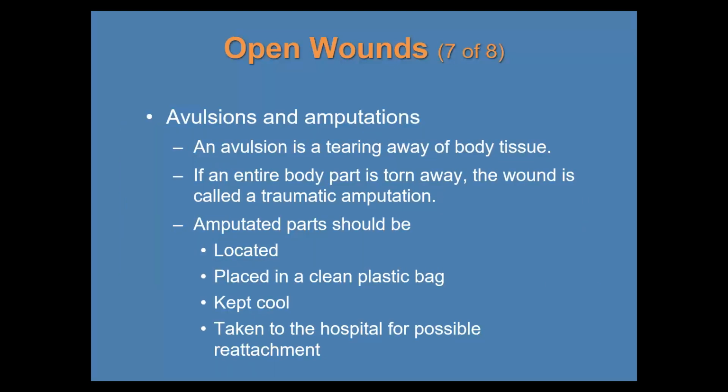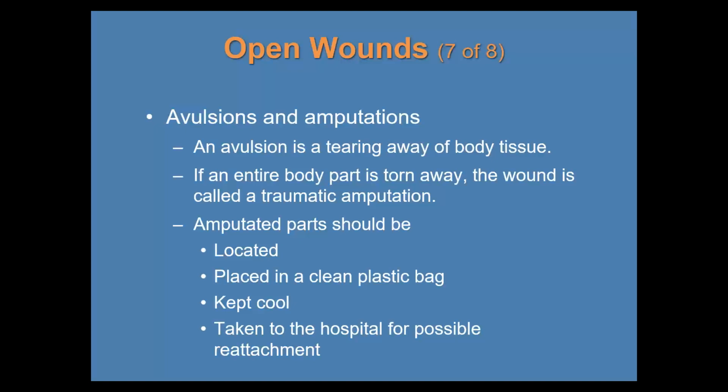Avulsions and amputations. Avulsions are the forceful tearing away of tissue. So again, we're taking that same cut, but then we're pulling it back. It's taking a chunk out, per se. It could be a bite; some bites are avulsions. A lot of times where something gets punctured and then pulled at the same time, that may cause an avulsion. And if an entire body part is torn away, that's an amputation.